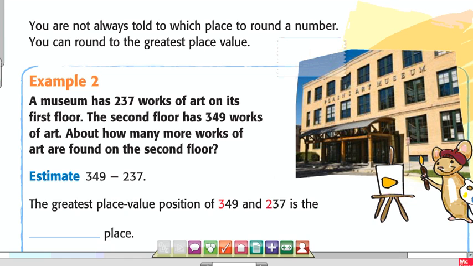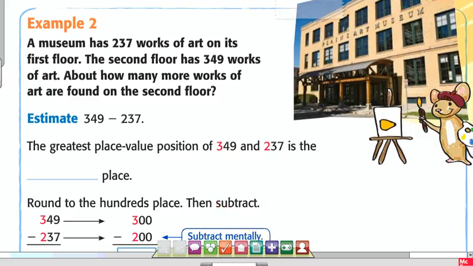Look at the other example. It says you are not always told to which place value or to which place to round a number. You can round to the greatest place value. So if I have a number that's 3 digits, for example, I'm going to round that number to the nearest hundreds. If I have a number that's only 2 digits, I'm going to round that number to the nearest tens.